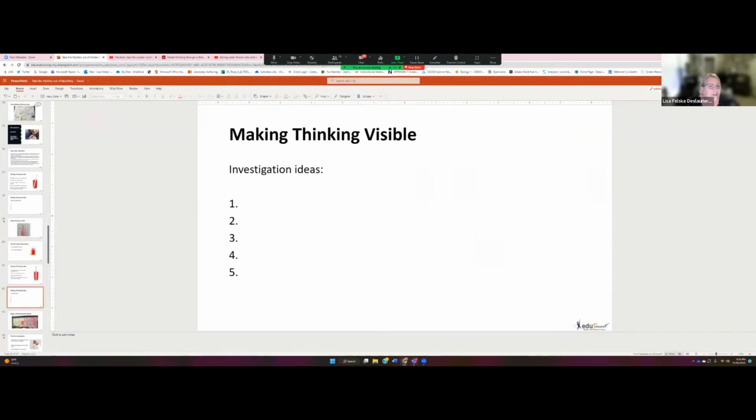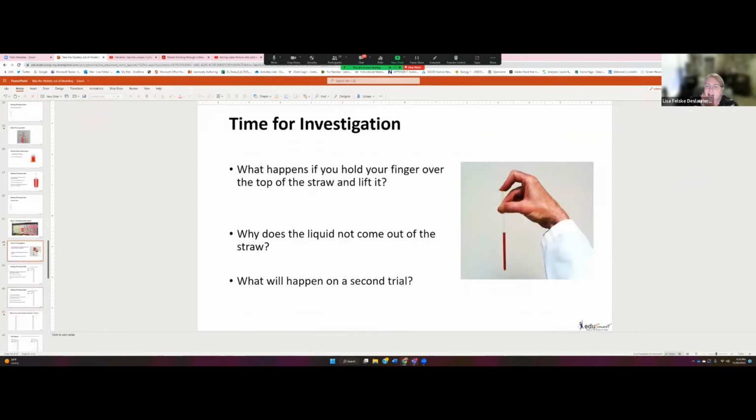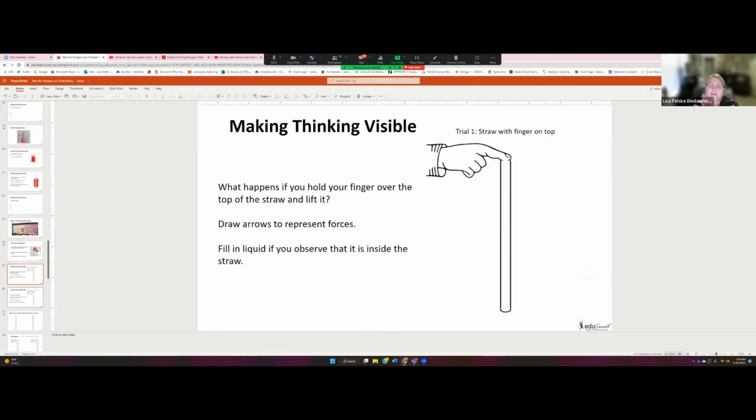What are some other investigation ideas we could do? I already had one ready for you so that we could sort of model it. Again, start with a driving question board. I just used the same image and put the picture on top of it because I didn't have one set up for this one. And then time for investigation. So this is what I did. What happens if you hold your finger over the top of the straw and lift it? Why does the liquid not come out of the straw? And then what will happen on a second trial?